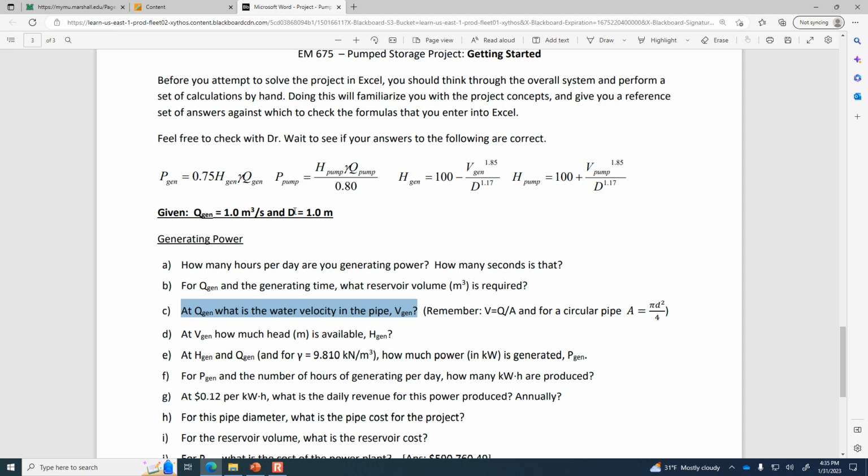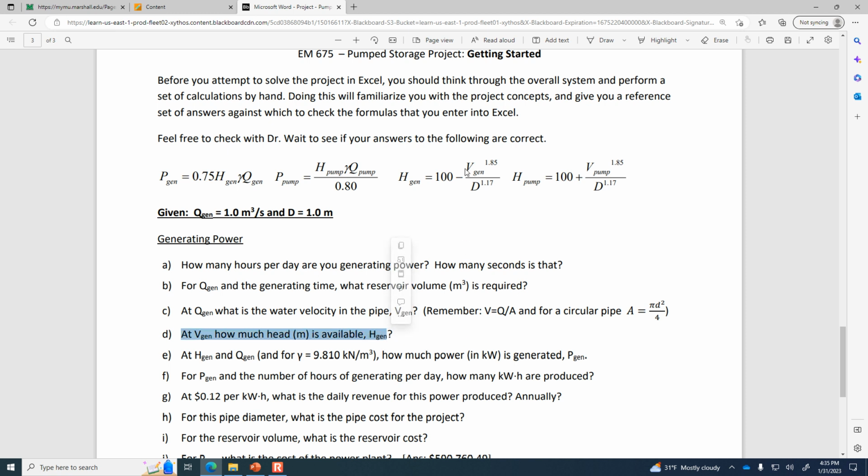Once you get it set up in your spreadsheet, you can make all sorts of changes. You could change the pipe diameter, and then you could see how all of the calculations are different based on a different pipe diameter. Or you could play around with the flow rate and find out how the velocity changes based on different flow rates. So once you've got the generation velocity, then you can calculate how much head is available.